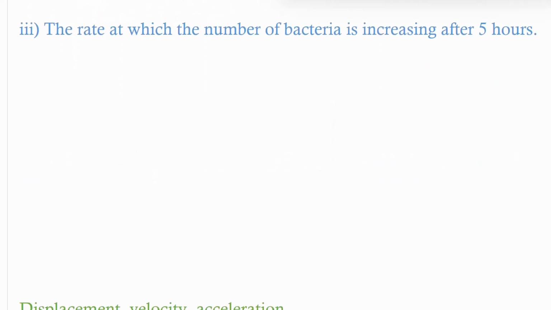All right. The next thing, the rate at which the number of bacteria is increasing after 5 hours. Because it's only given us after 5 hours, we know it's going to be an instantaneous one. So I know that I need to write down my formula first, and then we're going to differentiate it. So b equals 2t to the power of 4 minus t squared plus 2000.